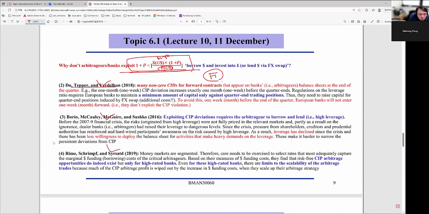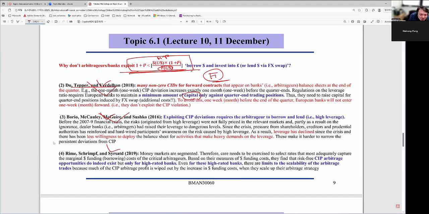If the European regulation says that if you buy and sell a forward contract, and that forward contract remains on your balance sheet at the end of each quarter, then you have to pay some cost. You need to raise capital because you are making a risky forward contract. When you raise some capital, you have to pay a certain cost, right? So regulation is the reason why you are not able to exploit this condition easily. And also Borio et al. say this borrowing and lending is a leverage-induced investment.